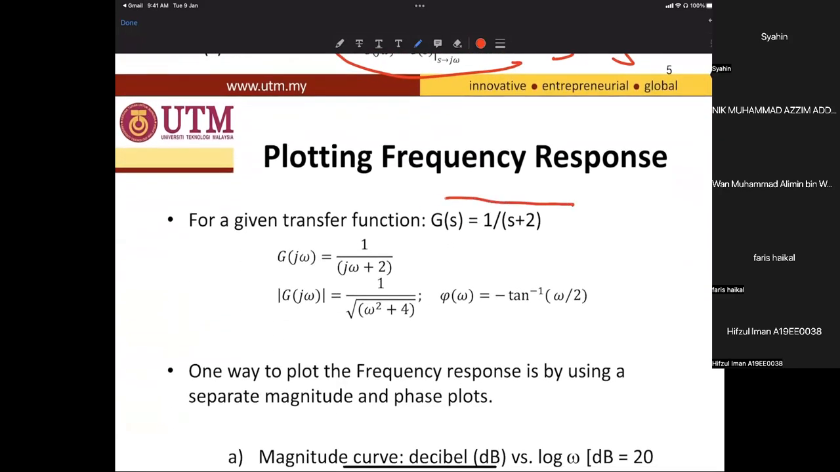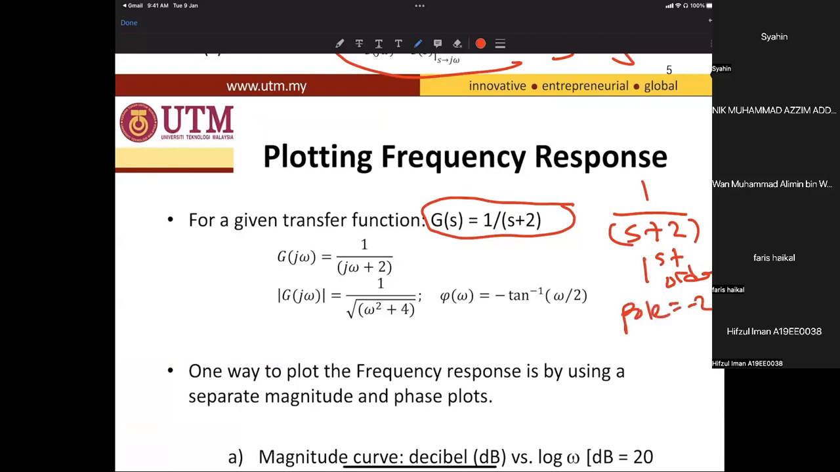For example, if you have a transfer function of 1 over s plus 2, a first order system with a pole at -2 and no zeros, we can find the magnitude, which is 1 over square root of omega squared plus 4. Omega is the frequency value. And for the phase, since it is a denominator, it is minus inverse tangent of omega divided by 2.